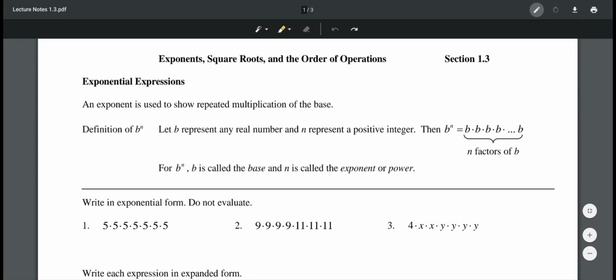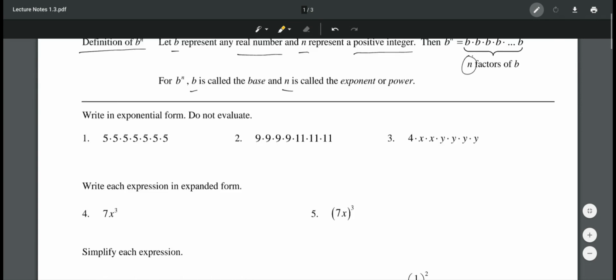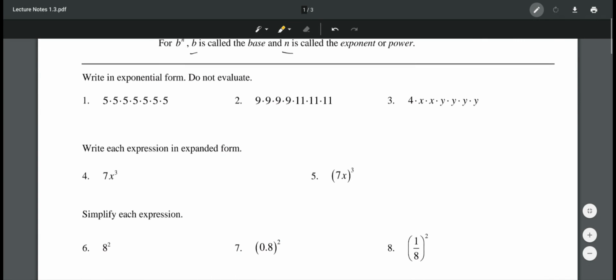So by definition, b to the n power, b is a real number and n is a positive integer. So that b to the n represents b times b times b times b, however many times n tells you to. So b is the base and n is the exponent or the power. And I'll use both of those words, exponent and power, throughout the lesson.